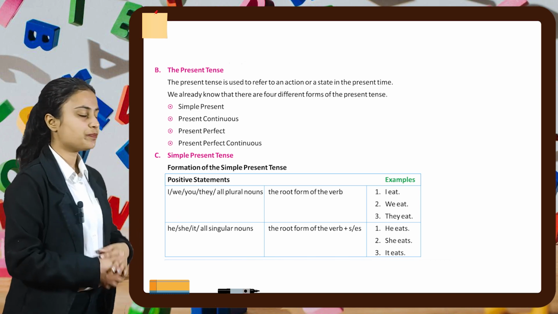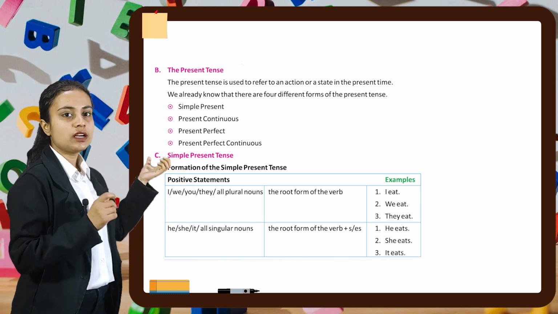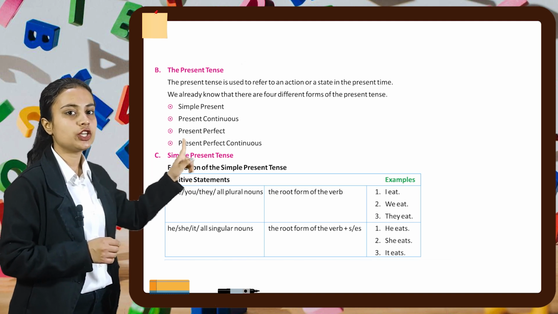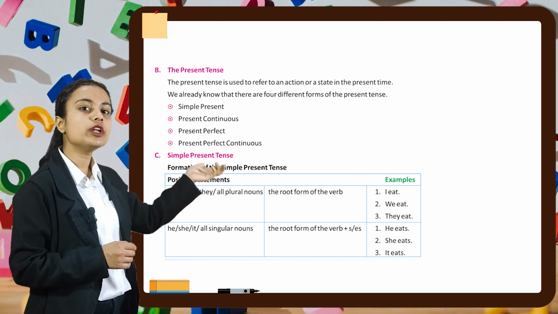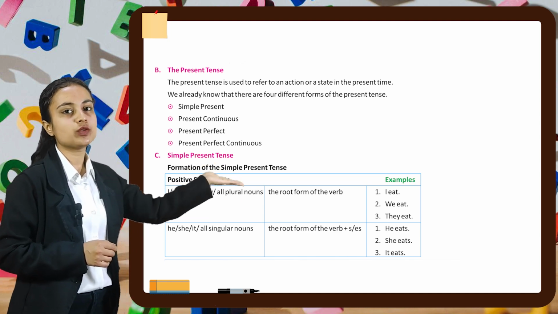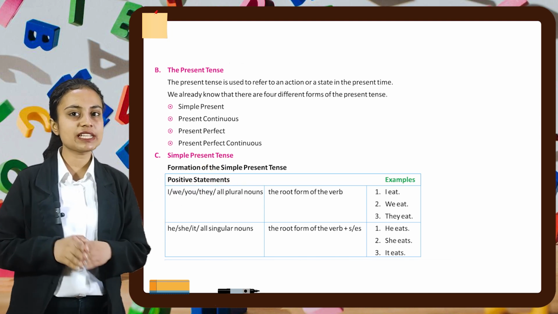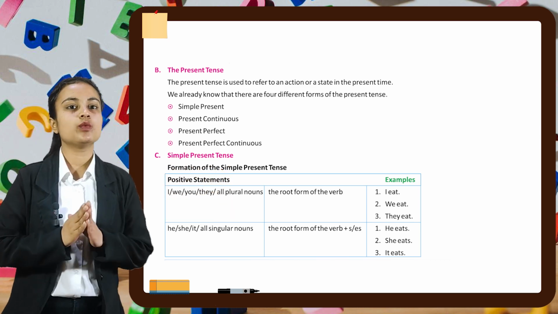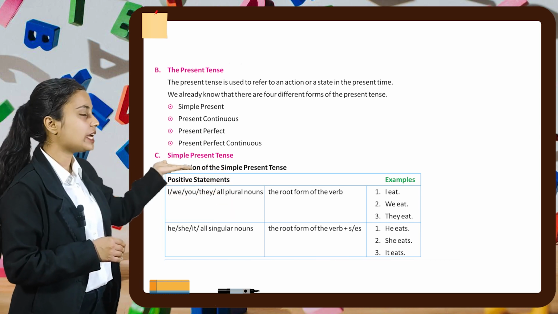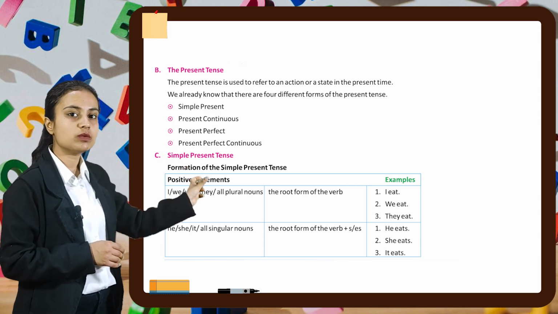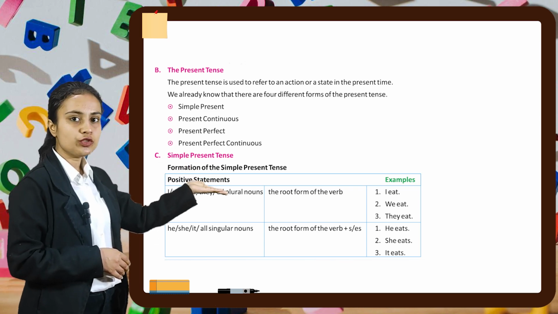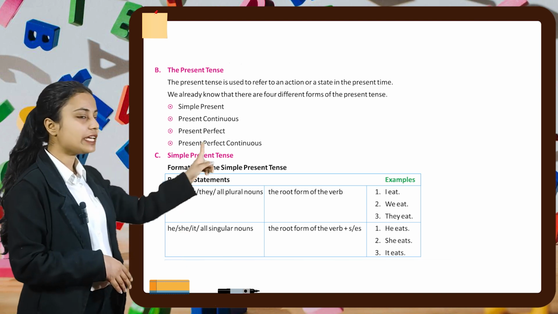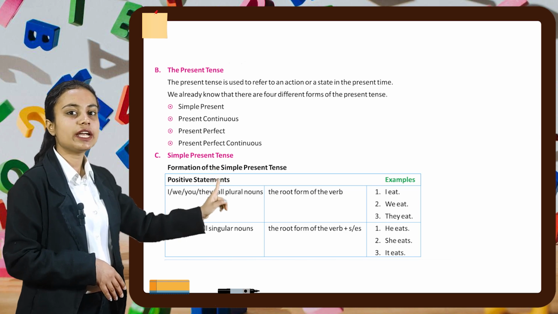Let's read about them. So first we have to write any word out of these, whether it can be I, we, you, they or all plural nouns. Then we have to write the root form of the verb. For example, I eat, we eat, they eat. Or we can use he, she, it or all singular nouns and then the root form of the verb plus s or es. For example, he eats, she eats, it eats.